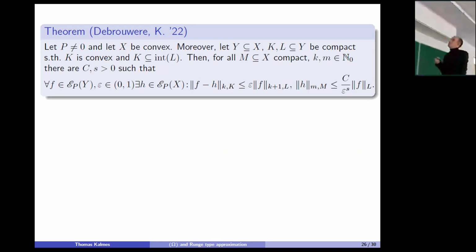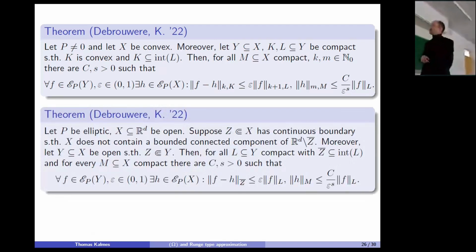Which reads as follows. So we have a convex open set X, a subset Y of X, and two compact subsets K and L, of which K should be convex and contained in the interior of L. And then we have this quantitative Runge approximation on our compact set K up to an arbitrary order of partial derivatives. We can find, for an arbitrary zero solution on the small set, an approximating function which is a zero solution to the same equation on the large set, which can be controlled by the supremum norm of the function we want to approximate on L in this way. Okay, so for convex sets, we can show something for arbitrary operators.